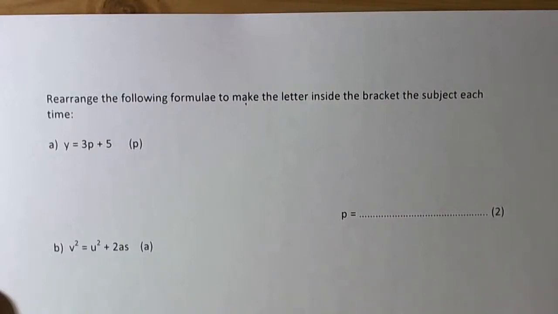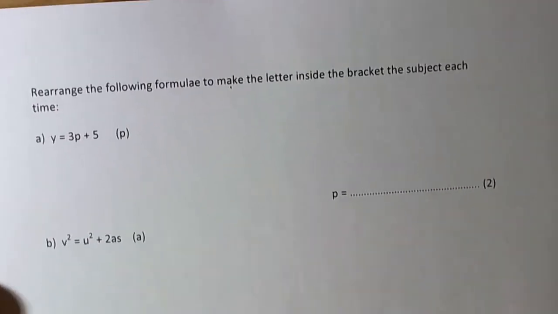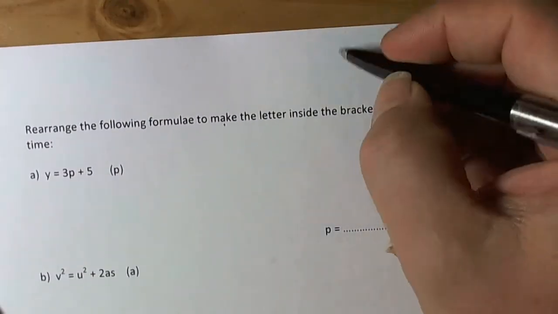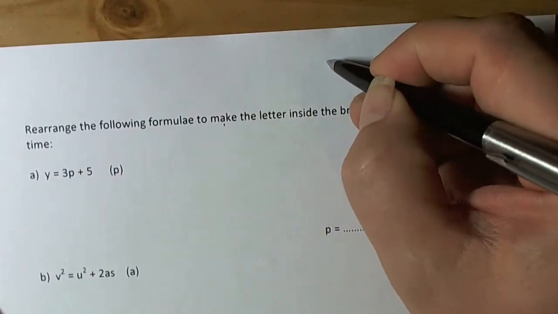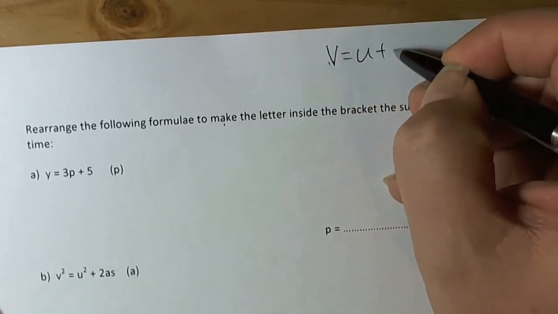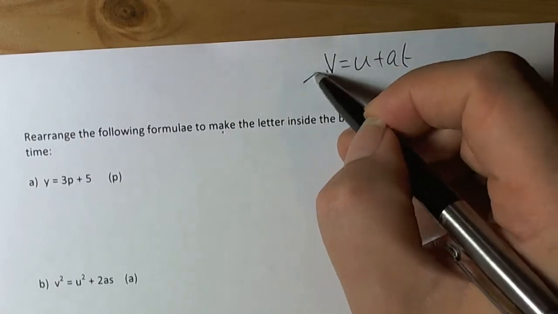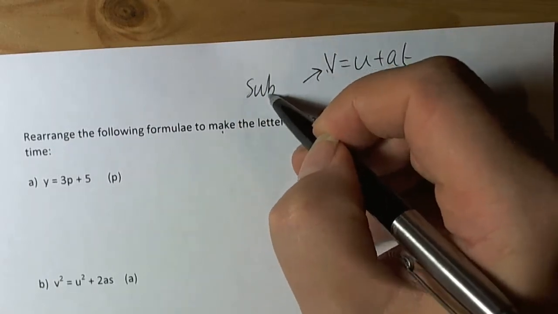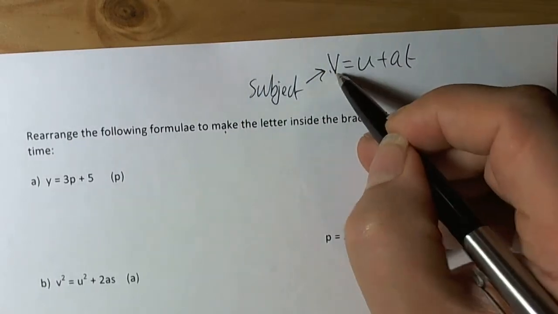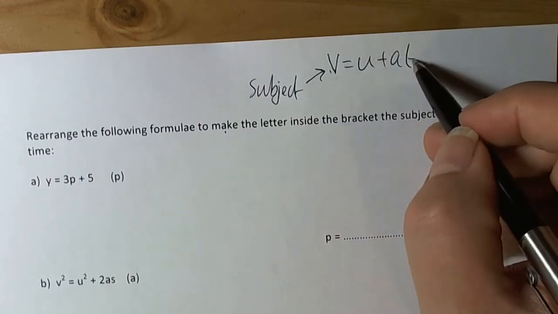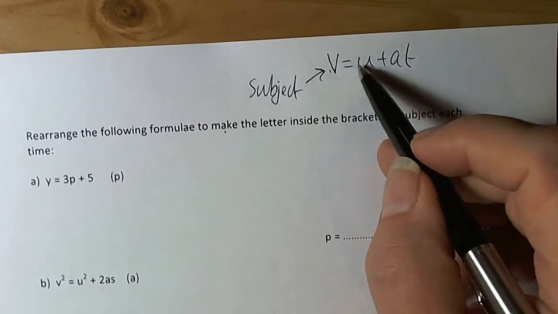Now the thing with rearranging formulae is we need to remember some key bits. For a formula, there's a subject. If I take a formula like v equals u plus at for the velocity of an object, then v is known as the subject. It's the thing that we want to find the value of, knowing the values of other letters. So we need to rearrange.